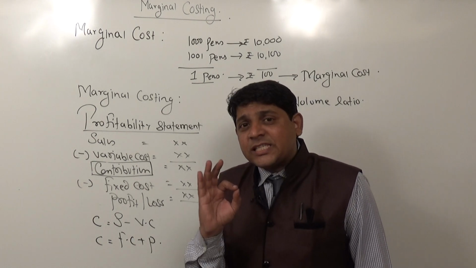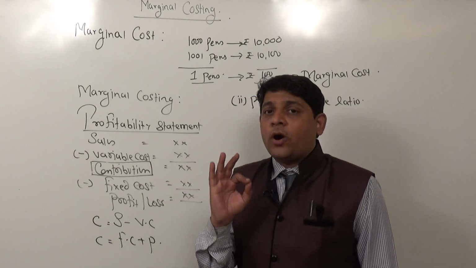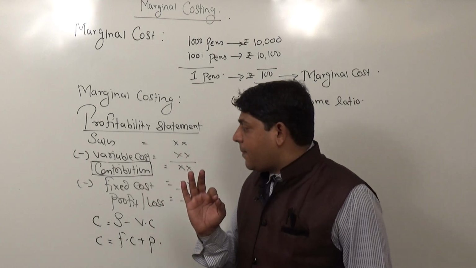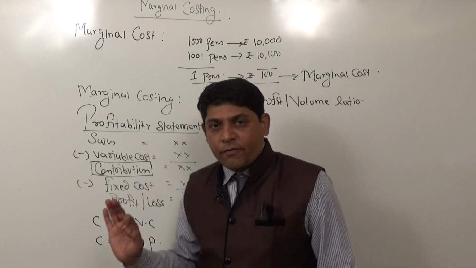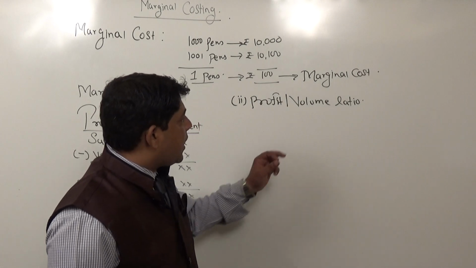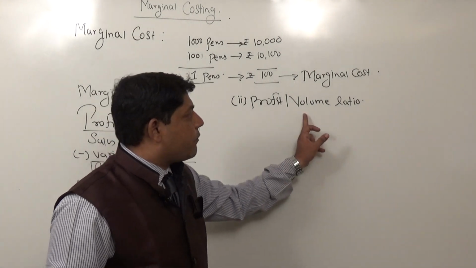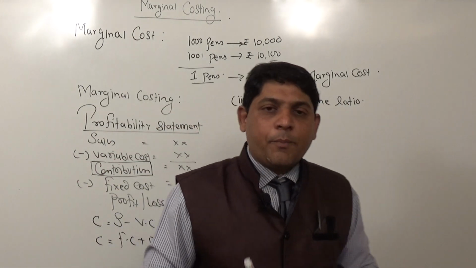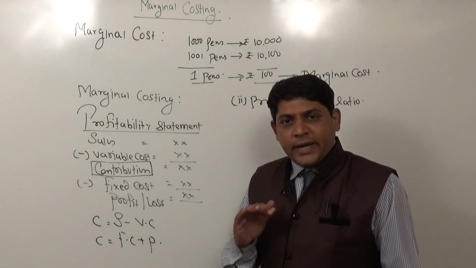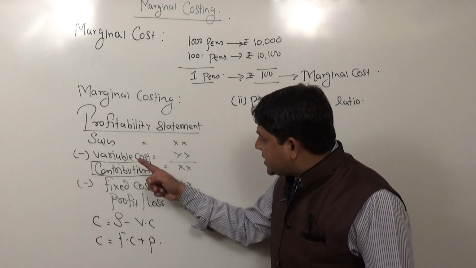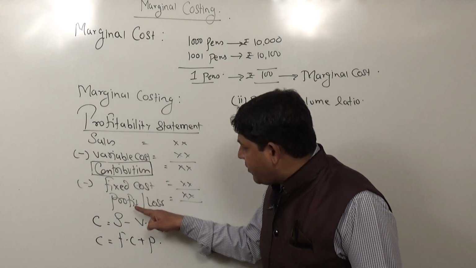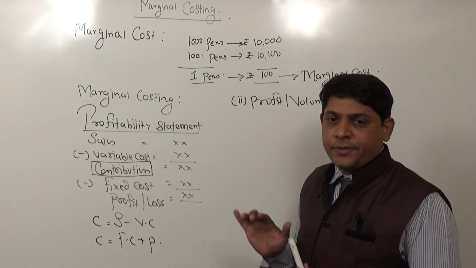In order to express the relationship between sales with contribution and contribution with profit, we basically use a ratio which is known as profit volume ratio. So profit volume ratio is an expression of relationship between sales with contribution and contribution with your profits.